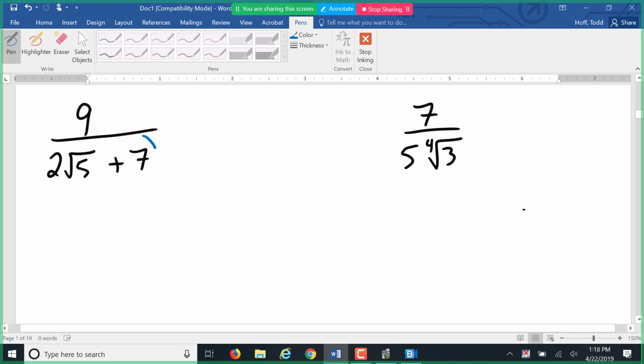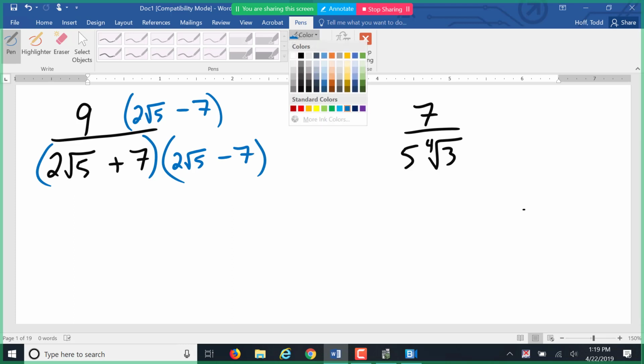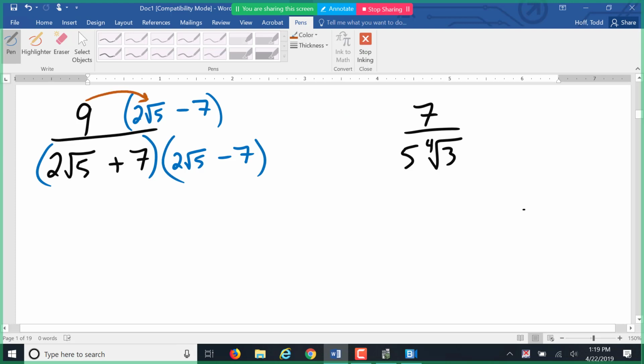So for the first one here, what are we going to multiply this by? 2 root 5 minus 7 is the conjugate. It's the same terms, but we change it from a plus to a minus. So now on top, 9 times 2 root 5 is 18 root 5. 9 times negative 7 is a negative 63. That's our new numerator.